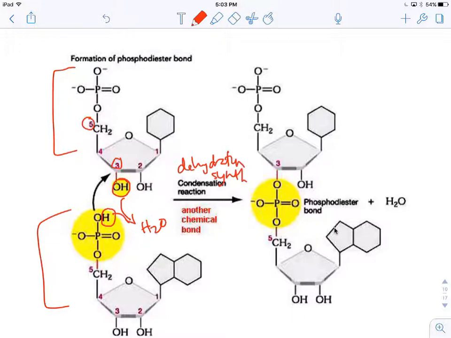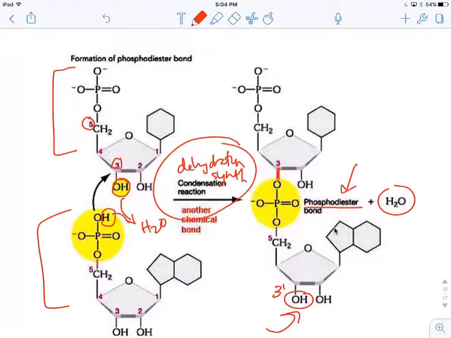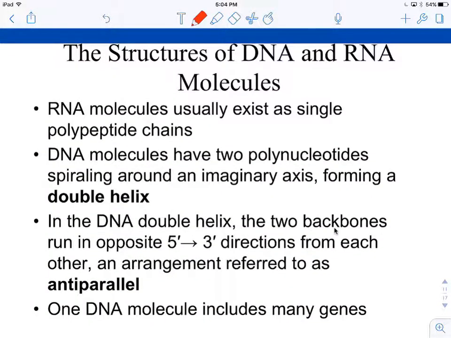Okay, and then that allows the phosphate group to be joined to the 3' carbon here, and then we have another 3' hydroxyl at this end, and we could bring in another nucleotide here. And then there's our water. The bond formed is called a phosphodiester bond. So remember, in carbohydrates, it was a glycosidic linkage. In proteins, it's a peptide bond. And in nucleic acids, it's a phosphodiester bond, all formed via dehydration synthesis.